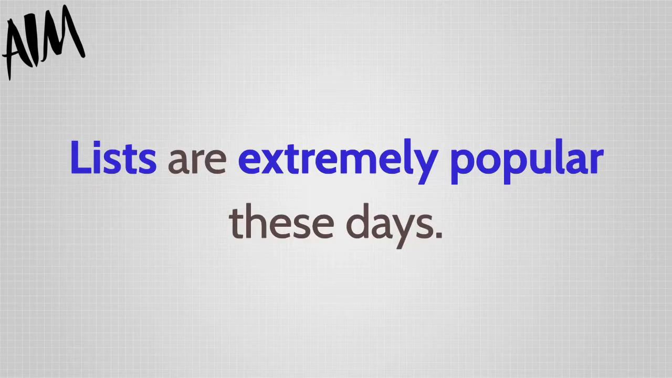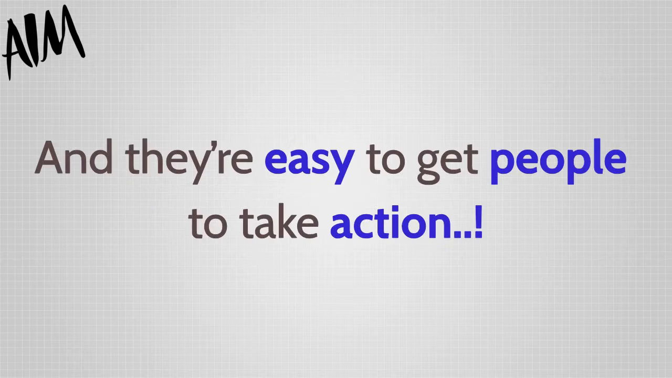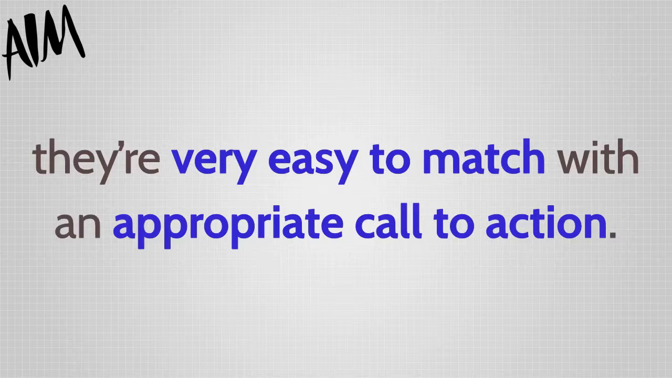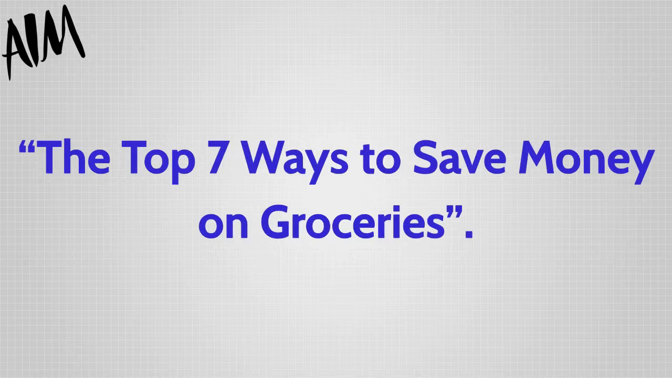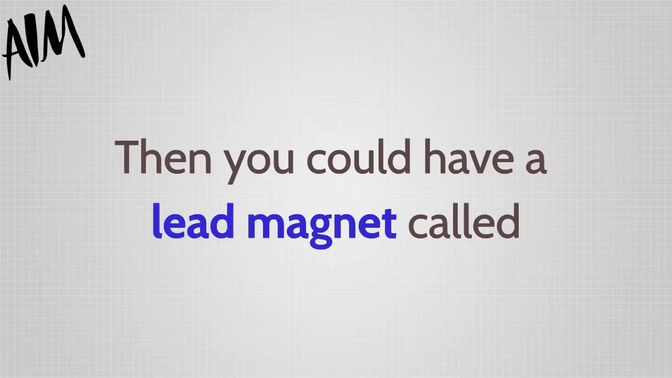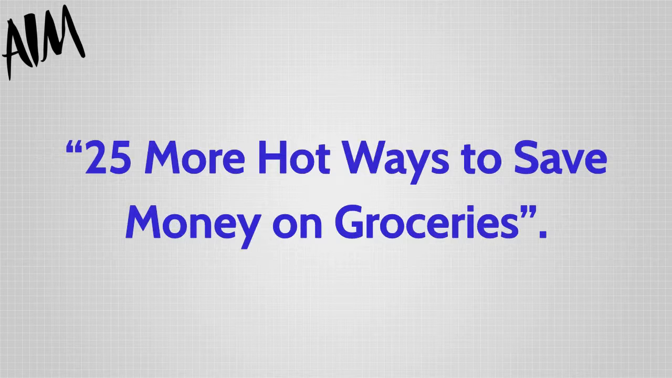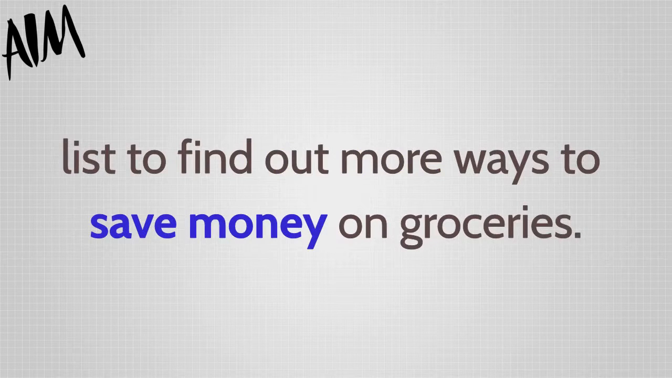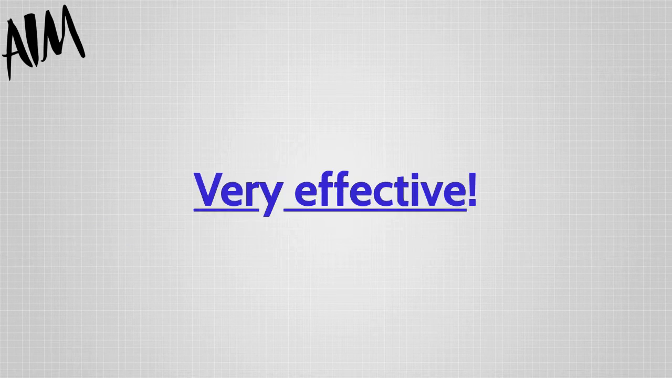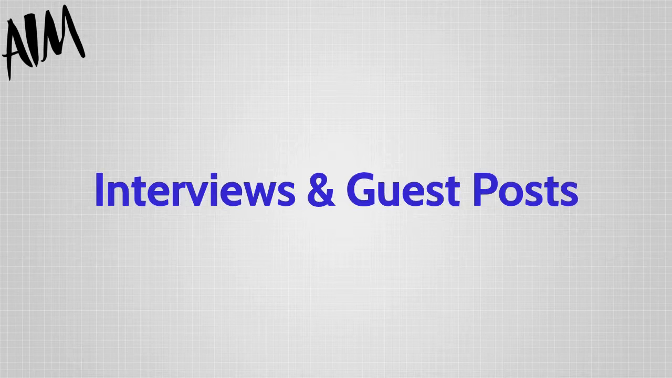Lists are extremely popular these days. They are easy to write, they're easy to read, and they're easy to get people to take action. Not only that, they're very easy to match with an appropriate call to action. Let's say you wrote a blog post called The Top 7 Ways to Save Money on Groceries. Then you could have a lead magnet called 25 More Hot Ways to Save Money on Groceries, and you could tell people they can opt into your email list to find out more ways to save money on groceries. Boom! Very effective.